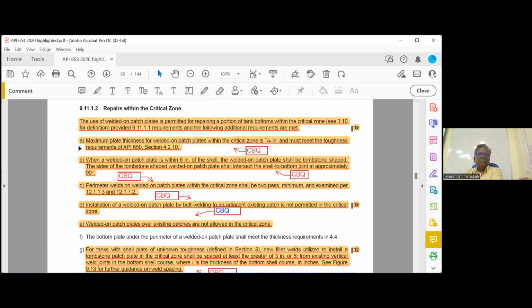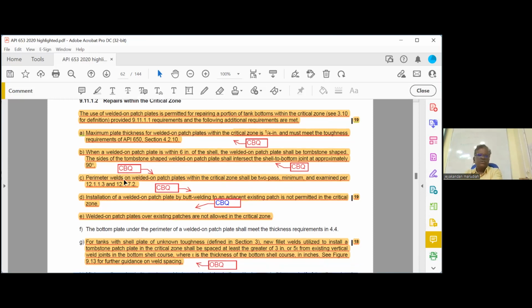A. The maximum plate thickness for welded on patch plate within the critical zone is 1/4 inch. That is important. 6 mm only, we can use as maximum thickness of the patch plate in the critical zone. B. When a welded on patch plate is within 6 inch of the shell, the welded on patch plate shall be tombstone shaped. That is important. The sides of the tombstone welded on patch plate shall intersect the shell at approximately 90 degrees. C. The perimeter of welded on patch plate within the critical zone shall be 2 pass minimum and examined as per requirement. So minimum 2 pass weld we have to apply on patch plate in the critical zone. D.